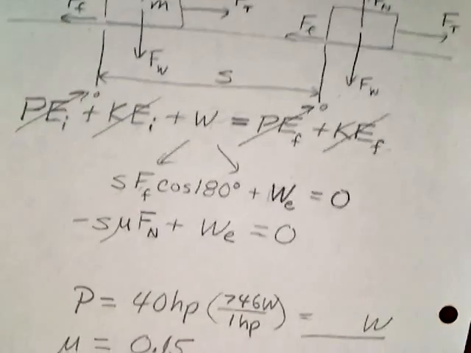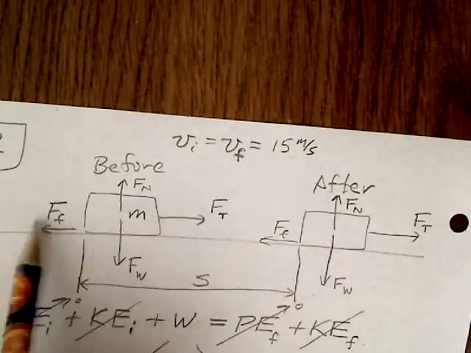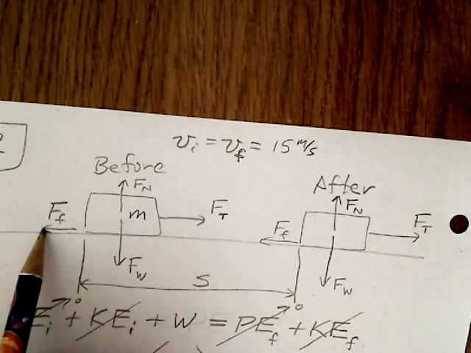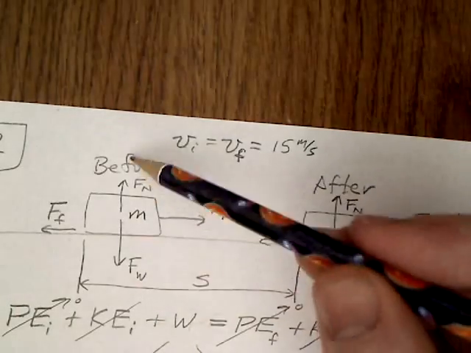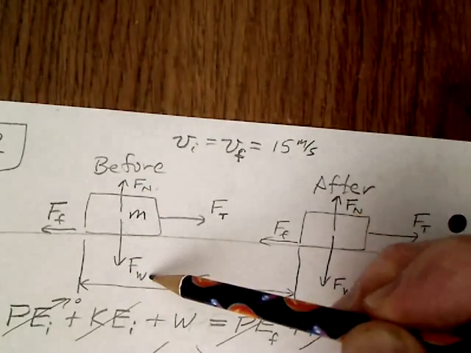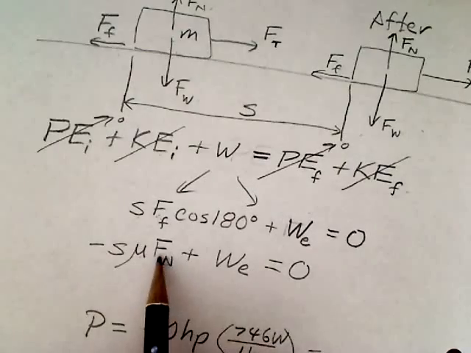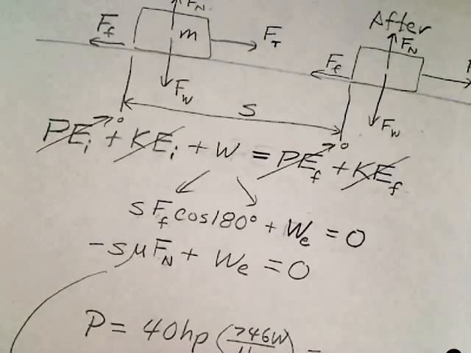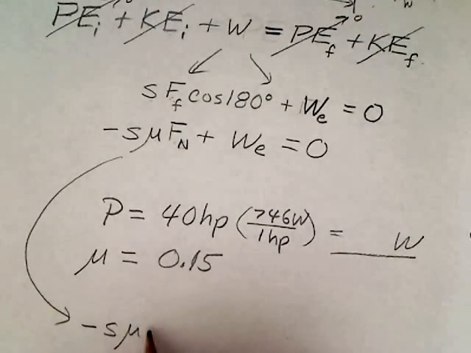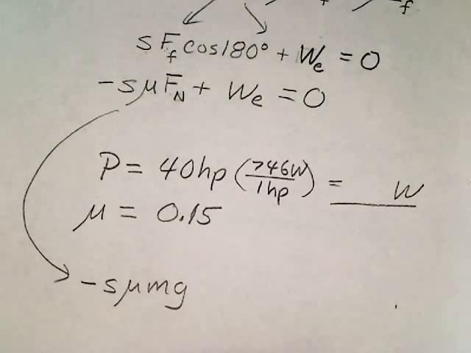Okay. Now if you look at your free body diagram up here, you can sum the forces in the x direction, and you find out that the tension is going to be equal to the frictional force. If you sum the forces in the y direction, you find out that the normal force is equal to the weight because there's no acceleration up and down. So we can replace this term with the weight. So it's minus S mu mg. That is the weight of the mass.